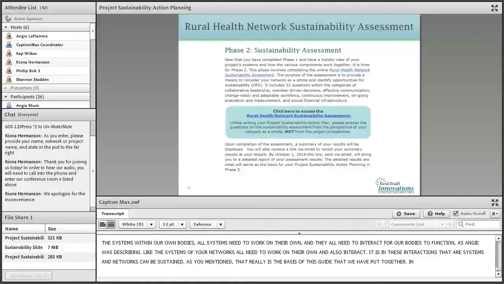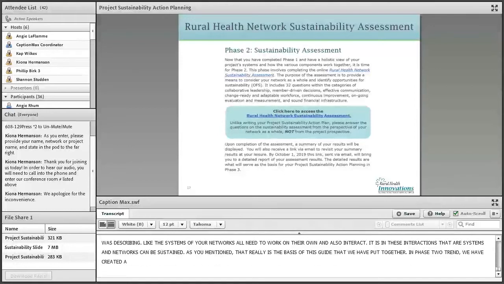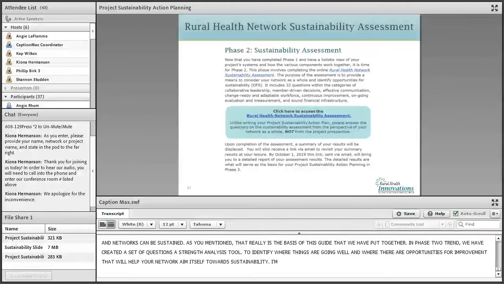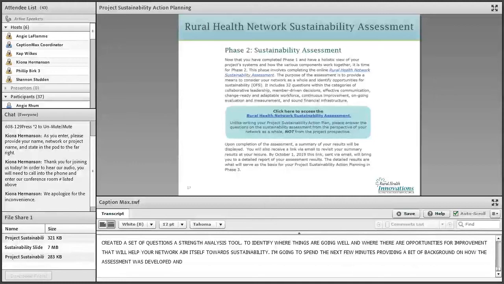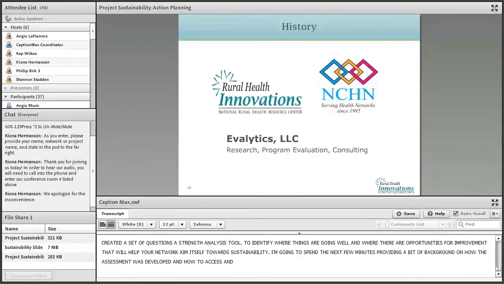In phase 2, we have created a set of questions that act as a tool, like a strengths and gap analysis tool, to identify what is going well and where there are opportunities for improvement that would help your network or project aim itself towards sustainability. I'm going to spend the next few minutes introducing you to the sustainability assessment itself, providing a bit of background on how the assessment was developed, and then how to access and complete the assessment for your action planning work.